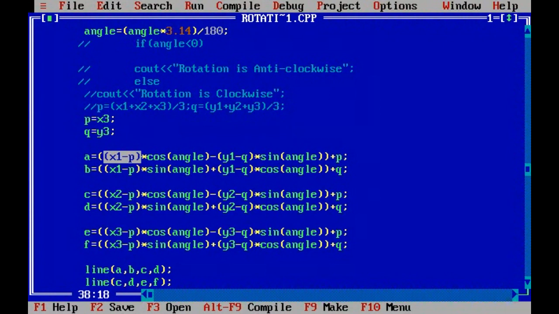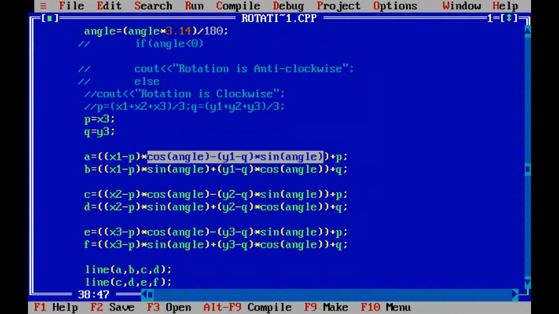This is translation, retranslation to the origin. This one is rotation, and this one is retranslation.